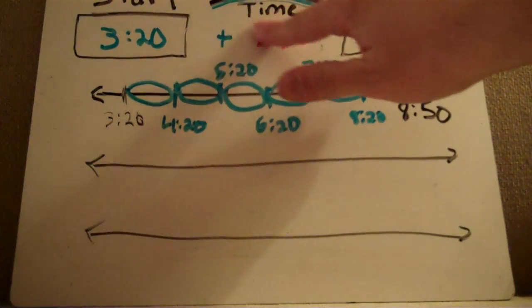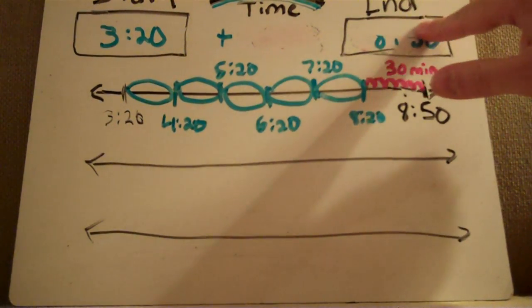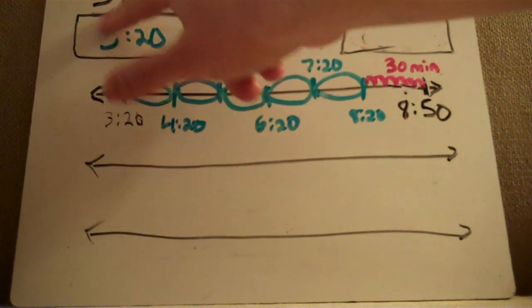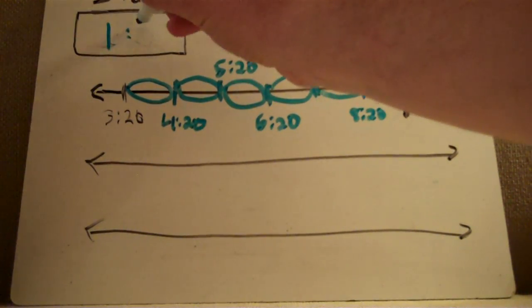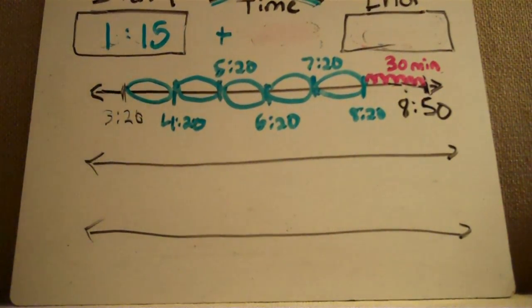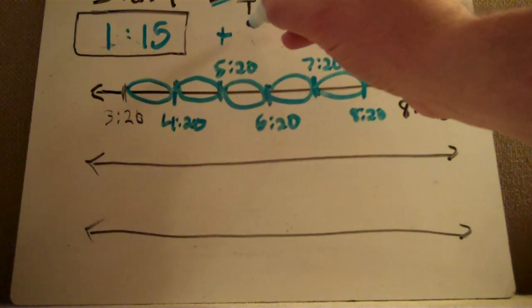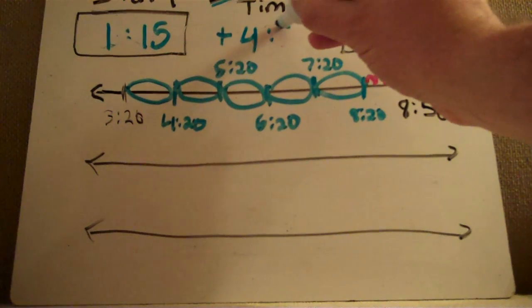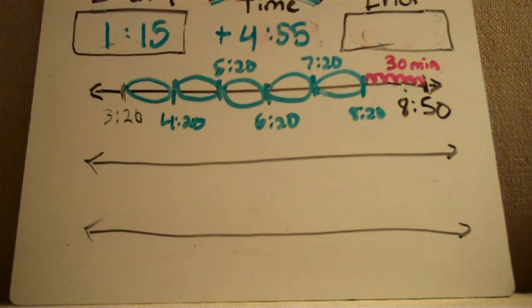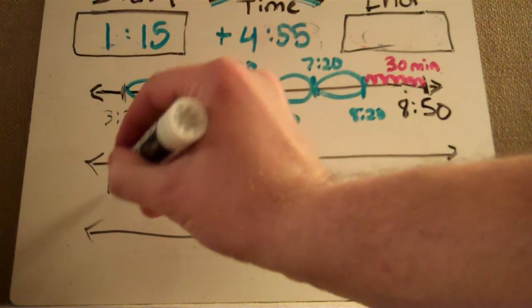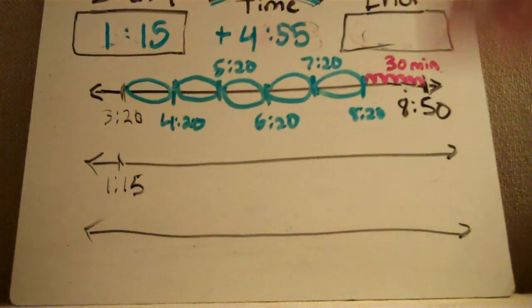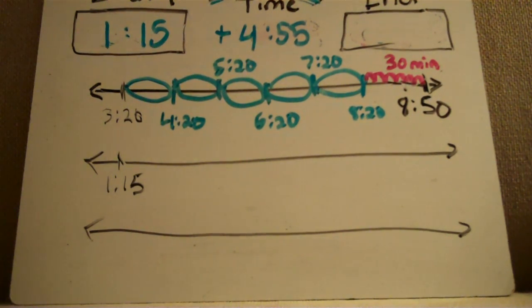Okay, let's try a different kind of problem. Let's try a problem where you know your start time. Let's do a start time of 1:15. And this time we know our elapsed time too. We're going to go 4 hours and 55 minutes. And we don't know our end time this time. Let's see if we can still do it the same way. Here's 1:15. We don't know our end time, so we're going to leave it blank over there. And we'll just count up. 4 hours and 55 minutes.